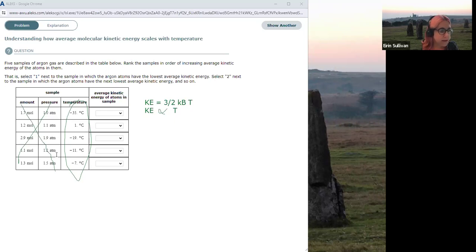So the coldest temperature here is -35, so that is going to be the slowest particles, or the lowest kinetic energy. The hottest temperature here would be 1, so that would be the highest kinetic energy. So you've got to get all these negative numbers in order. So then that's going to be the next coldest, and then this one, and then this one. Okay, so just be careful if there's negative numbers in there, and that's all you need to worry about for this one.